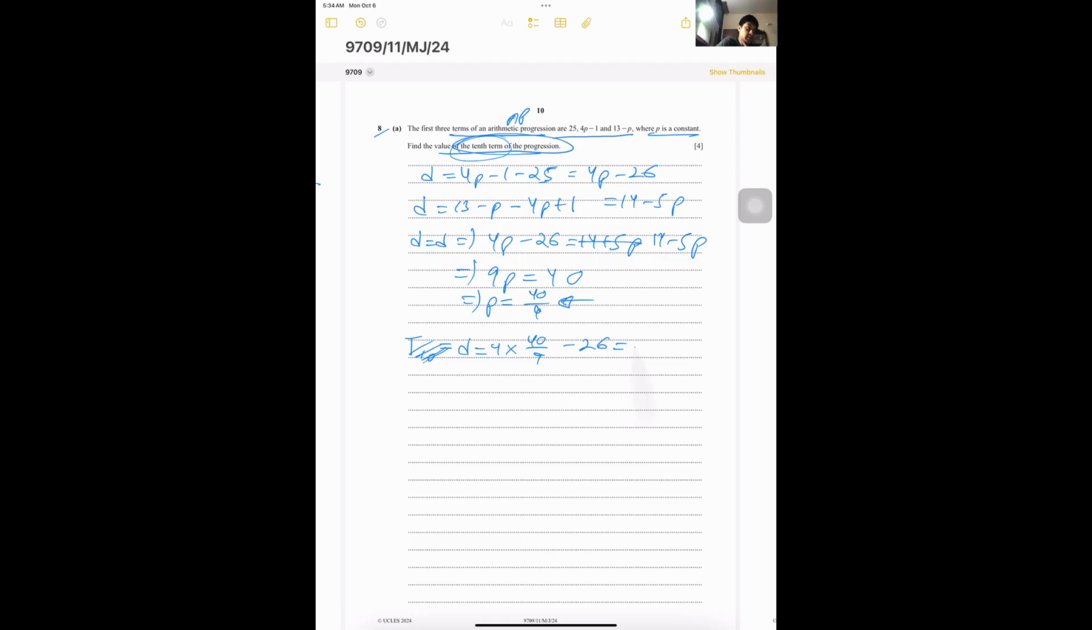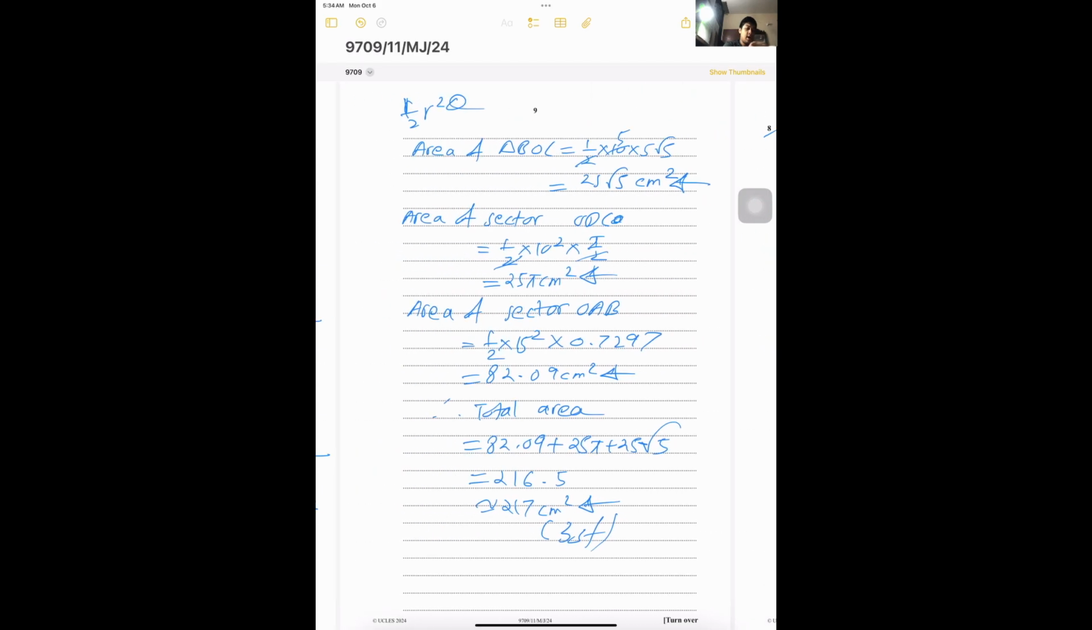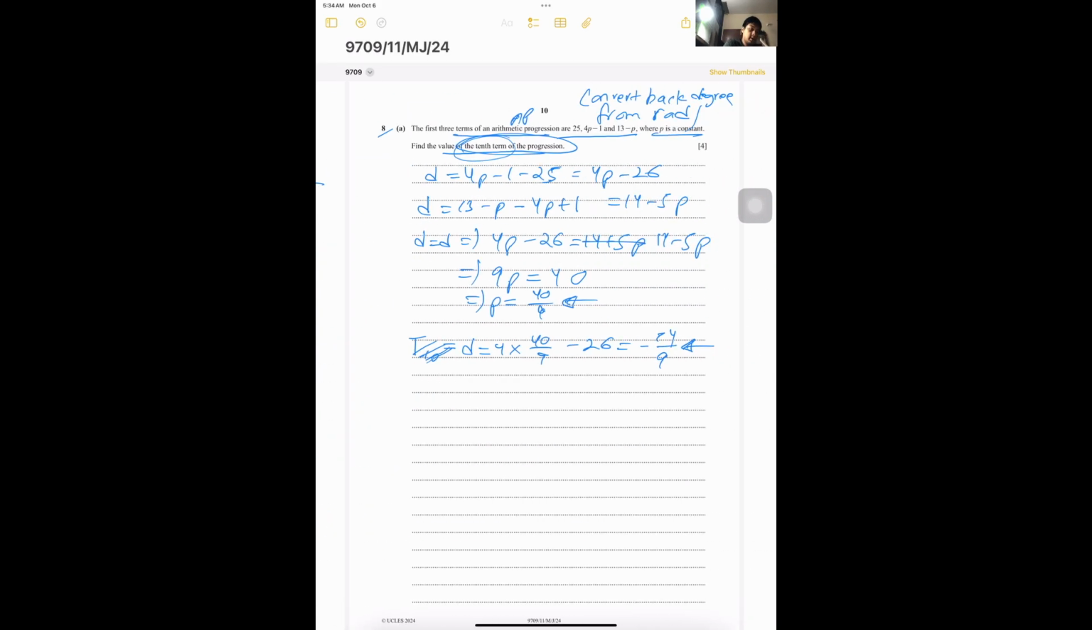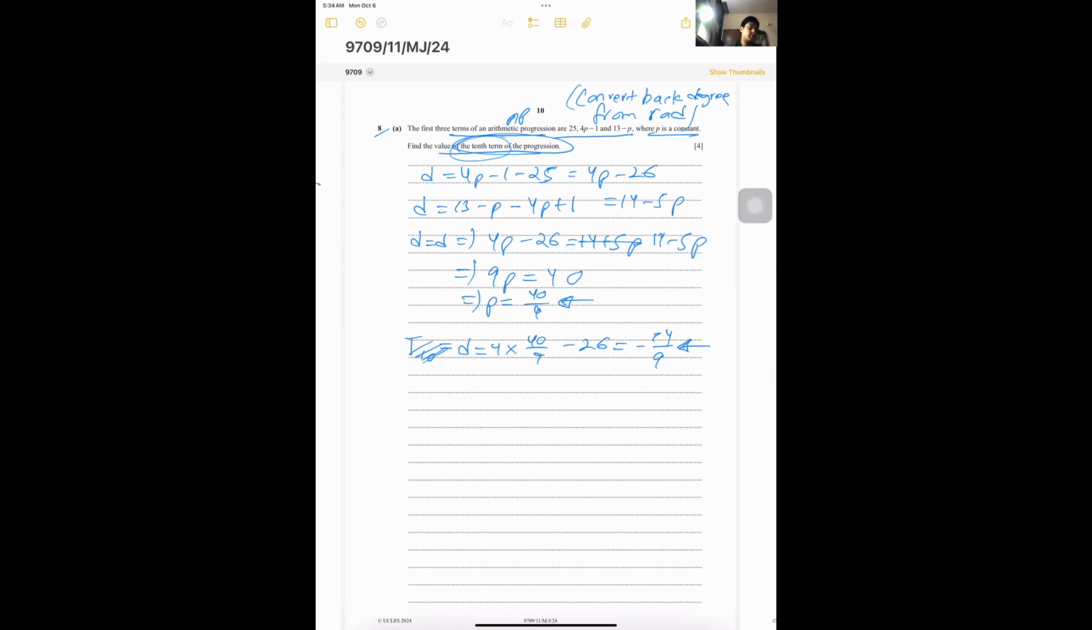Whenever you shift to a different part, again make sure you're converting back, convert back to degrees from radians. Always do this, because during my preparation I focused on this: small things matter a ton.